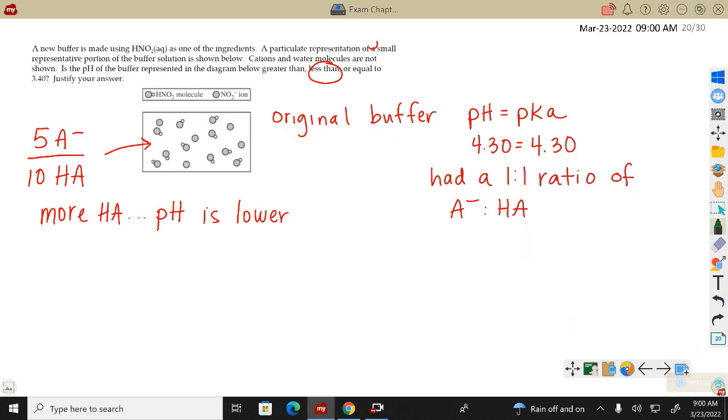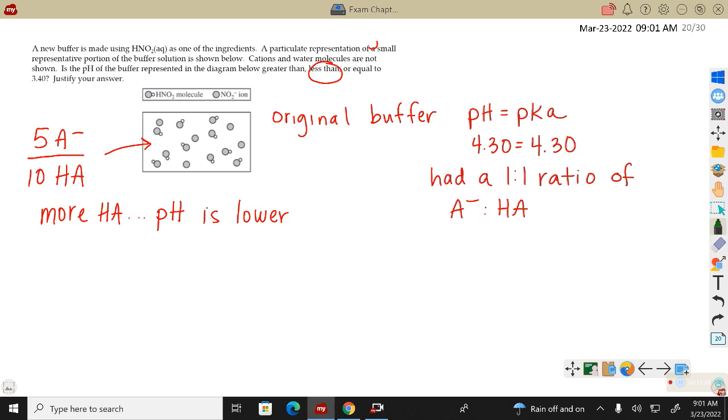And then finally, we had a particle model. A new buffer is made using HNO2 as one of the ingredients. A particle representation of a small portion of the buffer is shown below. Cations and water molecules are not shown. Is the pH of the buffer represented in the diagram below greater than, less than, or equal to 3.4?